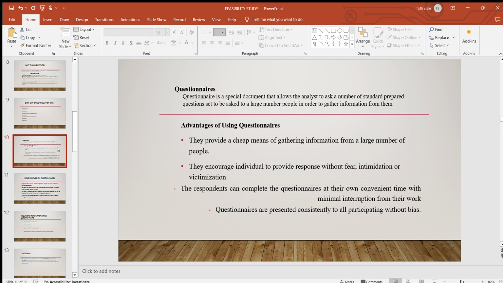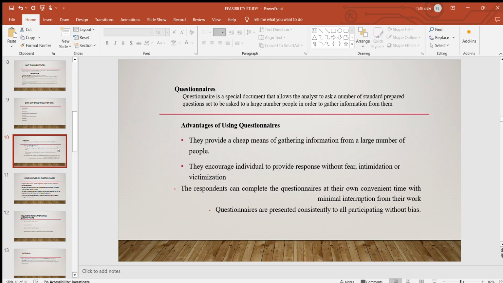So what are some of the advantages of using questionnaires? Number one, it provides a cheap means of gathering information from a very large number of people. Then also it encourages individuals to provide responses without fear, intimidation, or victimization, because you're given the questions, let's say, on a piece of paper. You don't need to be interrogated, so you can answer anything without having that feeling that you're going to be judged by that particular person.